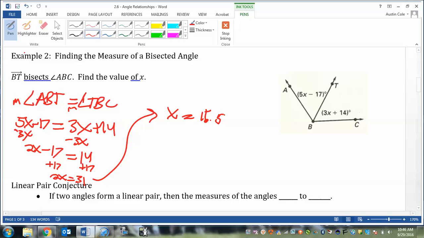Are we done? No. Why not? We have to plug in 15.5. Do we though? Oh, it's just asking for the value of x. Okay. But what Eli said is exactly right. If they asked us for one of the angles, then you'd plug x in, and you'd get the angle. But for this one, we don't have to do that. Anybody have any questions on this?